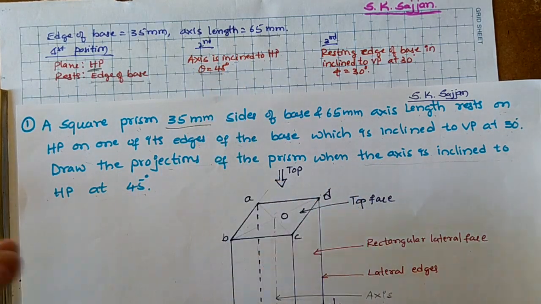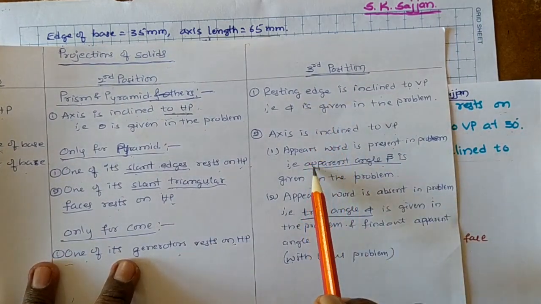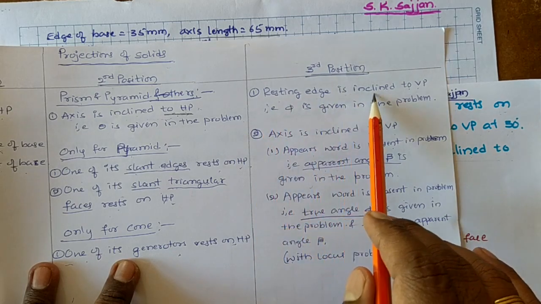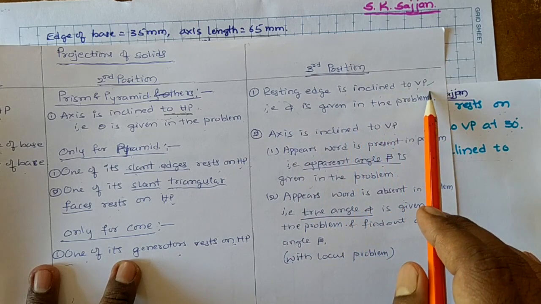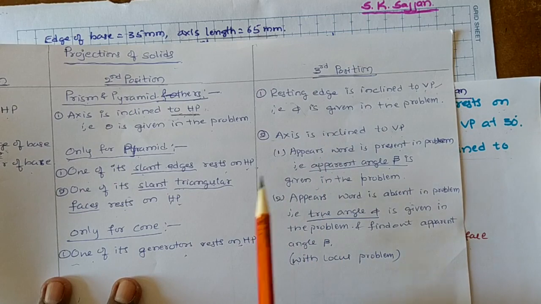Then for the third position, what are the conditions? Usually two conditions are given. One is the resting edge is inclined to VP, or the axis is inclined to VP. Any one is given. Which is given? We will check in the problem.